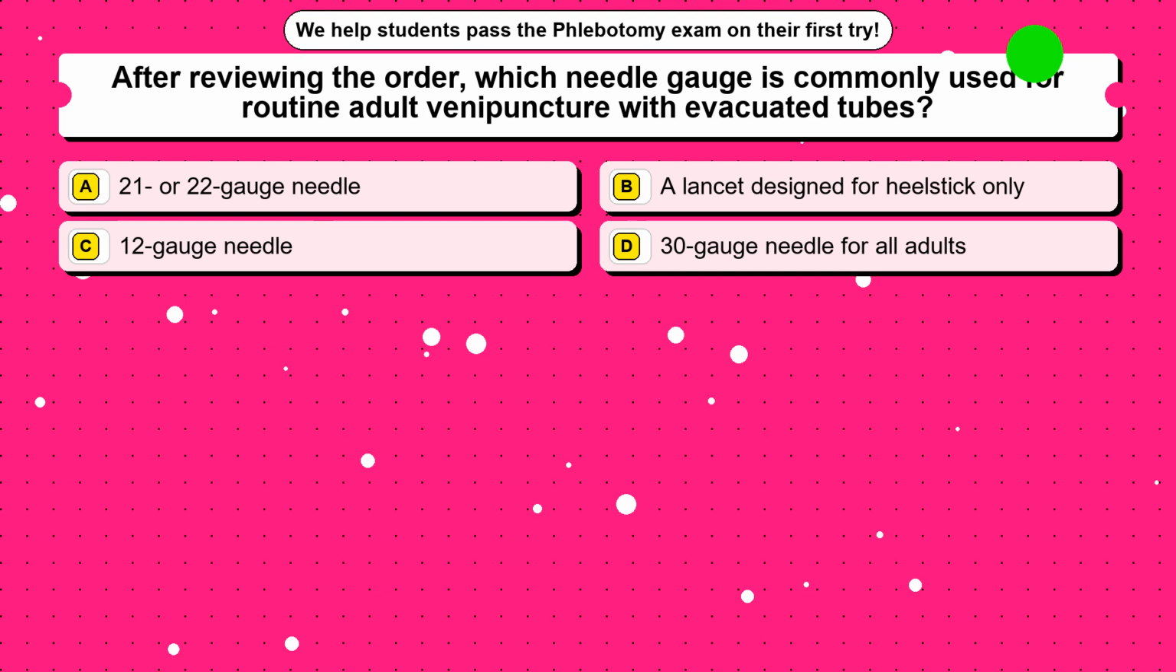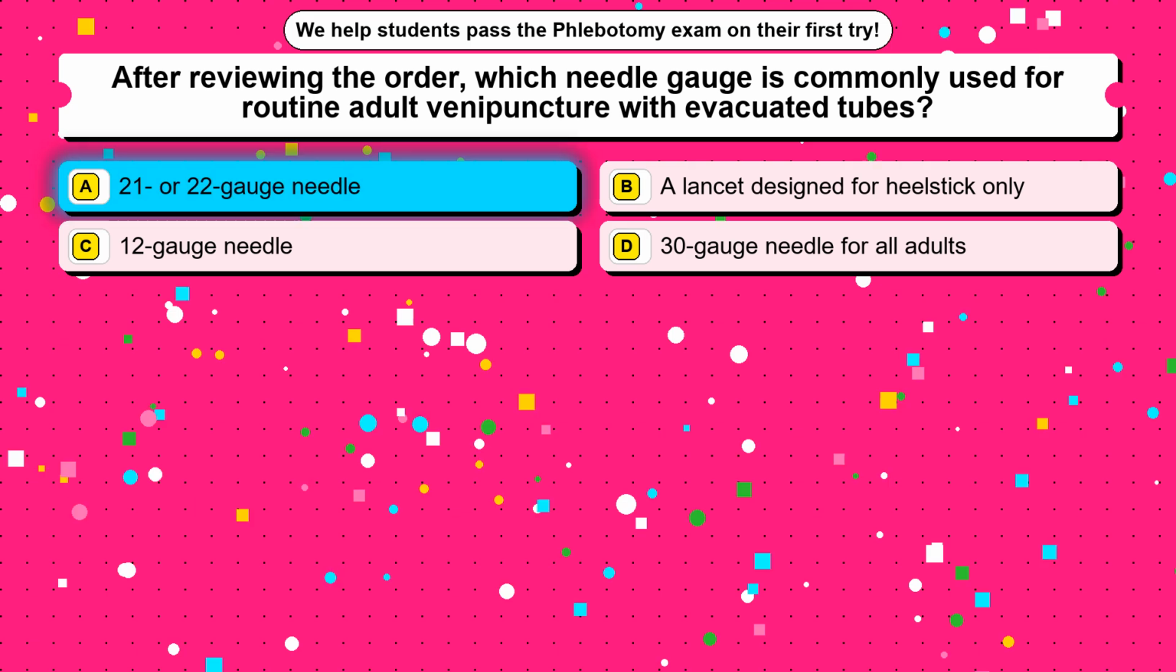Question 34. After reviewing the order, which needle gauge is commonly used for routine adult venipuncture with evacuated tubes? Option A. 21 or 22 gauge needle. Option B. A lancet designed for heel stick only. Option C. 12 gauge needle. Option D. 30 gauge needle for all adults.